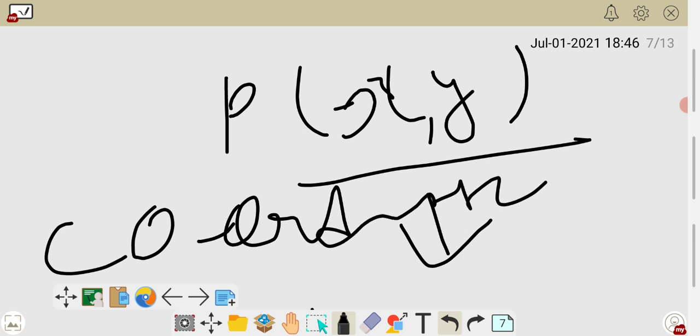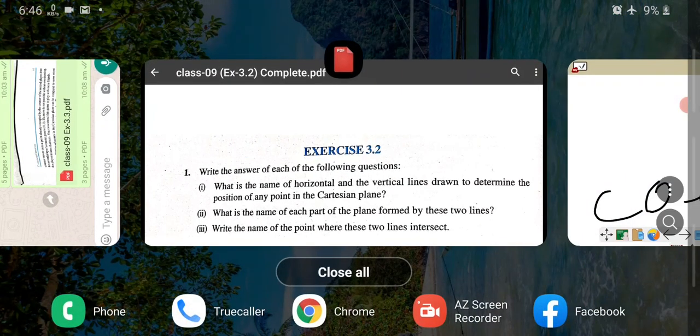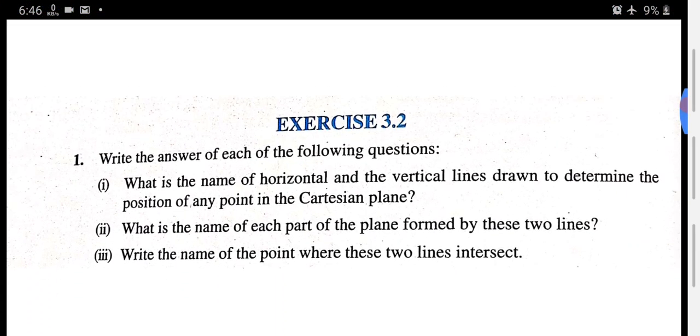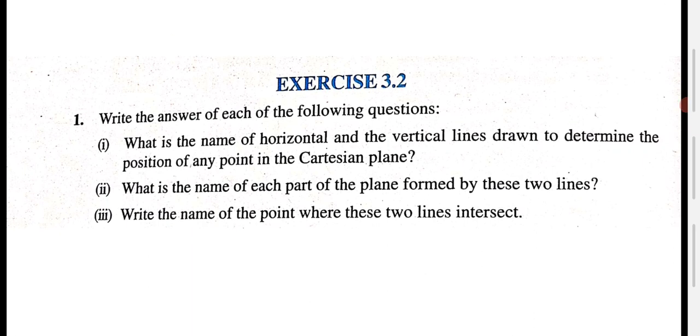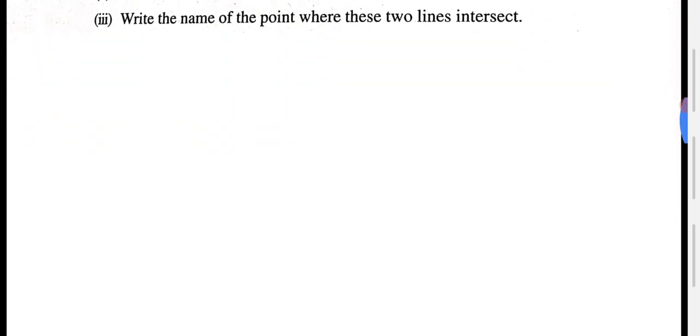All these things I already told you in the previous classes. Only for revision purposes I am discussing them here. Now your first question is, write the answer of each of the following questions. Some questions are given here. The first question is, what is the name of the horizontal and the vertical line drawn to determine the position of any point in the Cartesian plane?